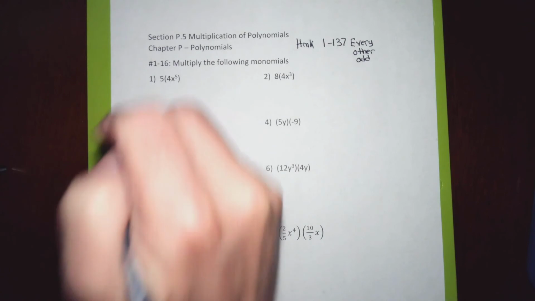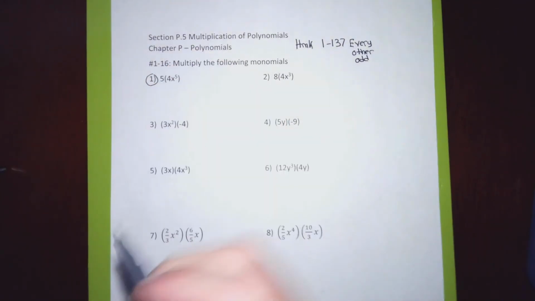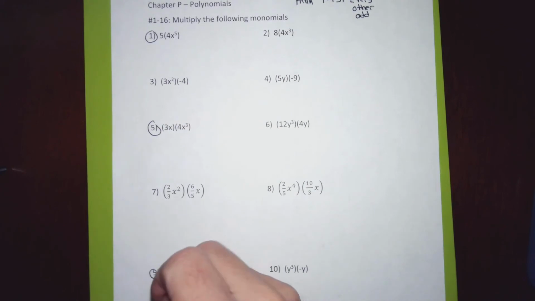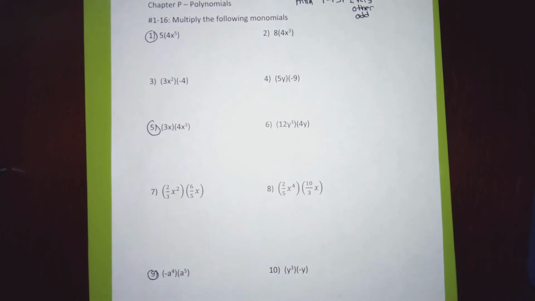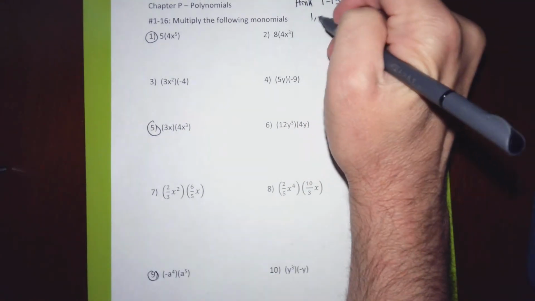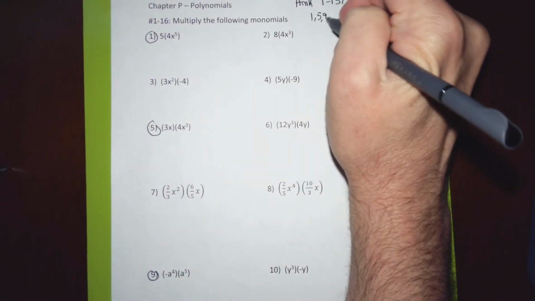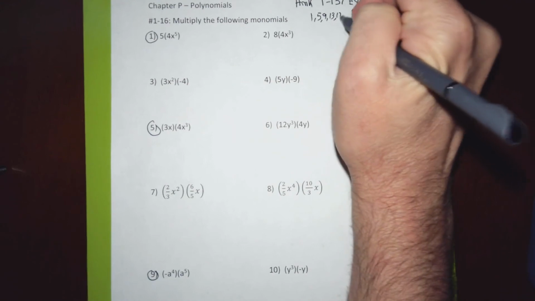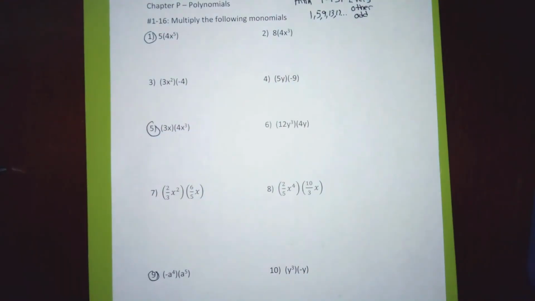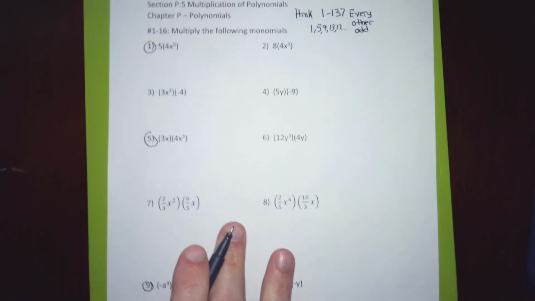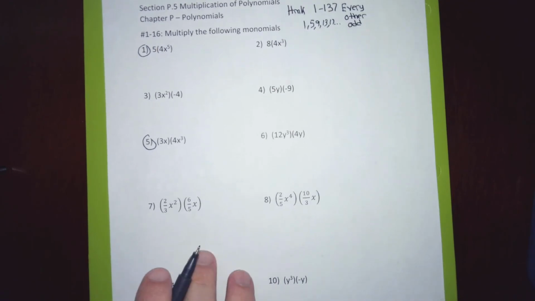And by every other odd, I mean like 1, skip 3, do 5, skip 7, do 9, skip 11, do 13, skip. So it's going to be like 1, 5, 9, 13, 17, dot, dot, dot. So every fourth problem starting with 1. So the first 16 problems are just multiplying monomials, and that's super easy to do.